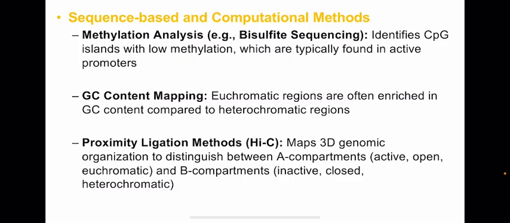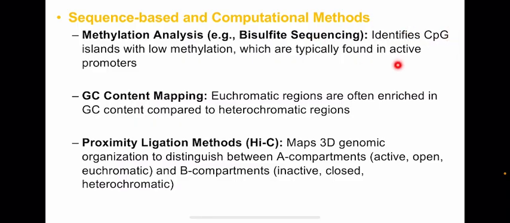Another, so let's look at assays or techniques we use in sequence-based and computational methods. We do methylation analysis. Okay, there are so many of them. An example is bisulfite sequencing. In methylation analysis, we use that one to identify CpG islands with low methylation. CpG islands are regions in the DNA where you find cytosine and guanine right next to each other in a particular region. So the P is just like you see nucleotides are linked by a phosphate, so C phosphate G, and mostly in these regions is where we find most of the methylations in our genes.